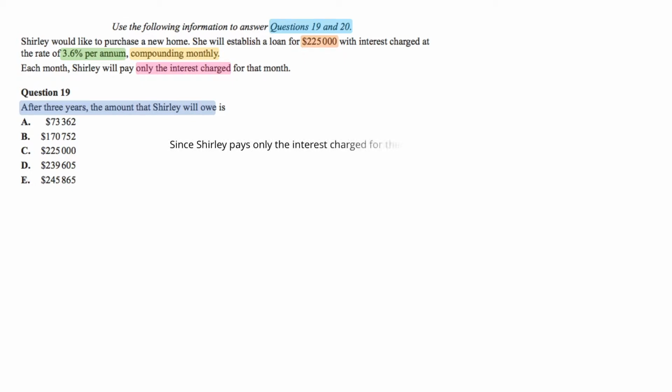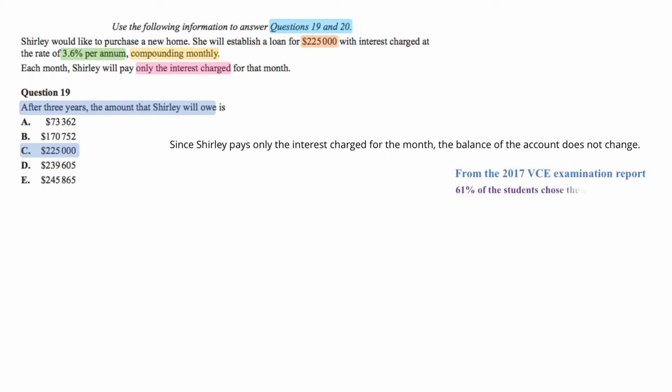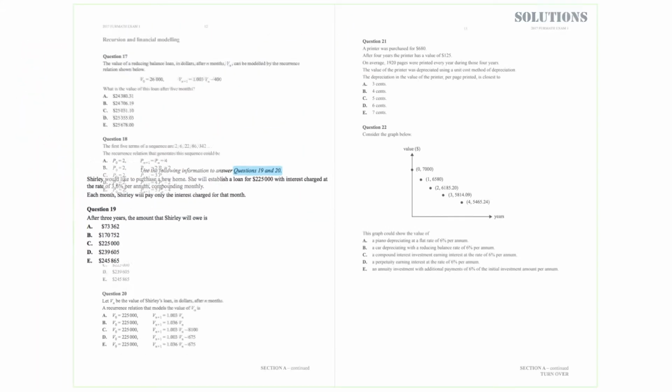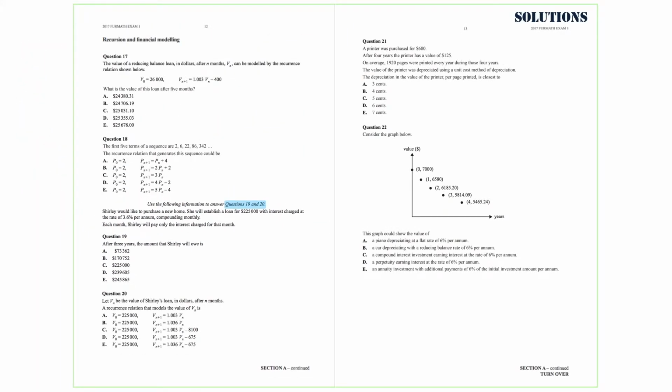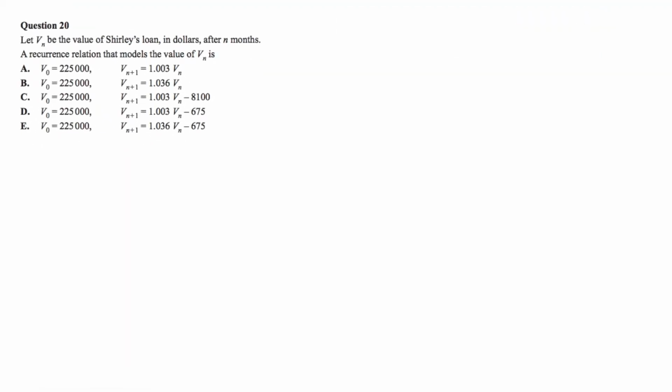Since Shirley pays only the interest charged for the month, the balance of the account does not change. For this reason, the answer to this question is option C. From the 2017 VCAA examination report, 61% of the students chose the correct option. In question 20, let Vn be the value of Shirley's loan in dollars after n months. We are asked to determine the recurrence relation that models the value of Vn.